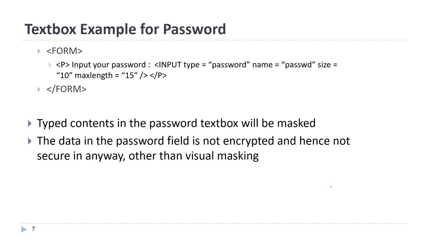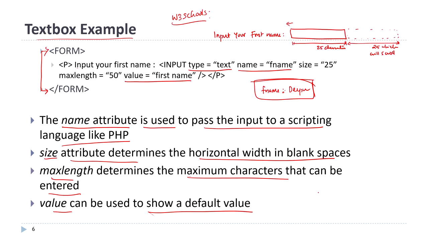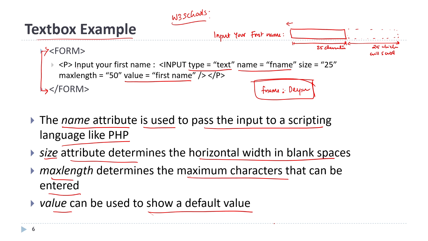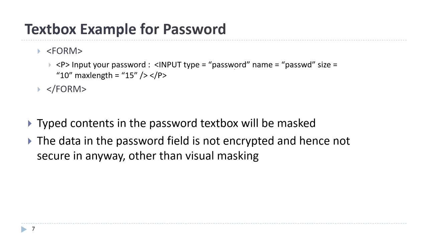So, the same text box, if you want to create, the input type is text. You change it into input type as password. Then immediately this whole thing that you saw there will show something like this. Input your password, and it will show you something like this. And the size at this point is 10 characters.